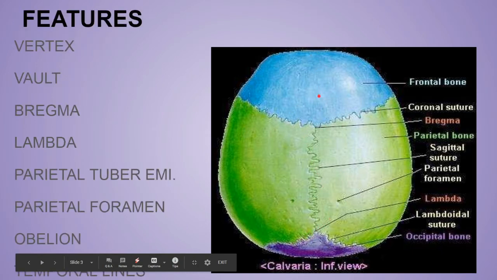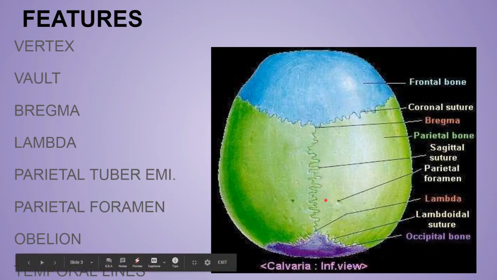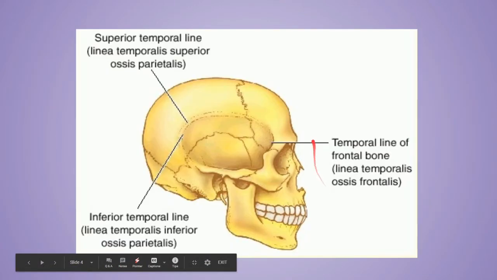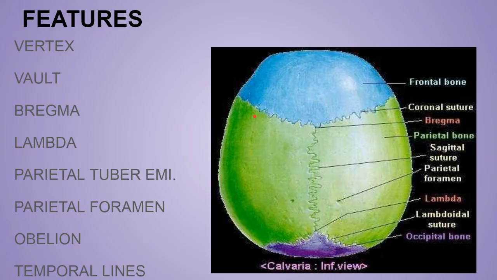Now the features of the norma verticalis. First of all, vertex. What is vertex? Vertex is the highest point of the sagittal suture. It is not visible from this view, but if I watch it from the side view, somewhere over here, the highest point of the sagittal suture, is the vertex. Now what is vault? The vault of the skull is the arched roof or dome of the skull. Now the bregma. This is the bregma. Over here, the meeting point of the coronal suture and the sagittal suture is known as the bregma.